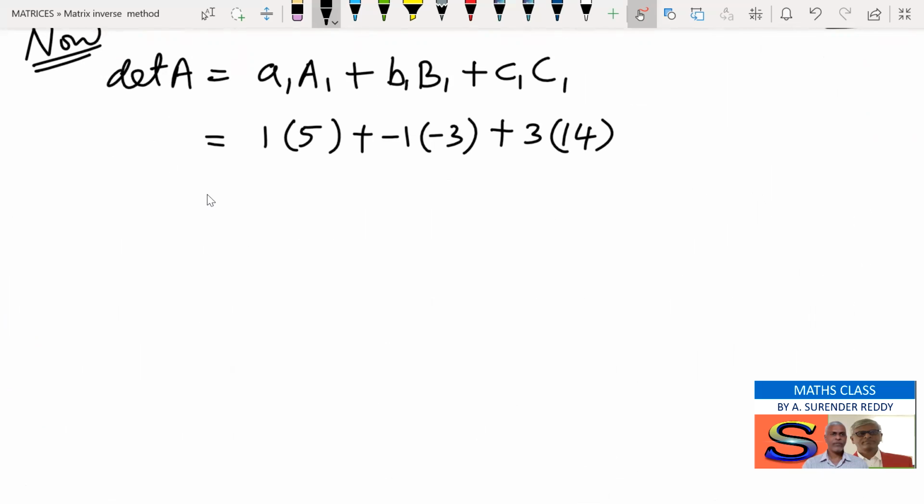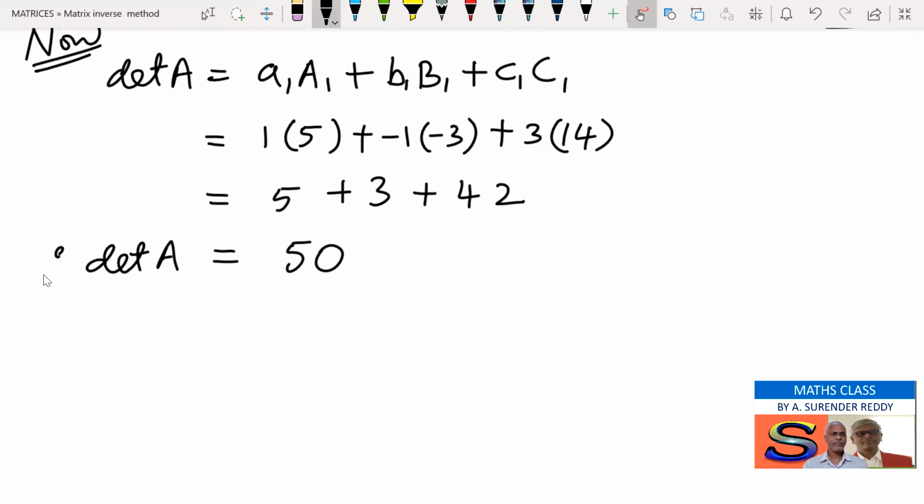So the sum of the products of the elements with their cofactors is the determinant. So 1 into 5, minus minus becomes plus. So 14, 3 into 14 is 42. 42 plus 3 is 45, plus 5 is 50. So the determinant is 50. So you can find the determinant in both ways. If you know the cofactors, you can find it in this way. Otherwise, you have to find it in the normal procedure.